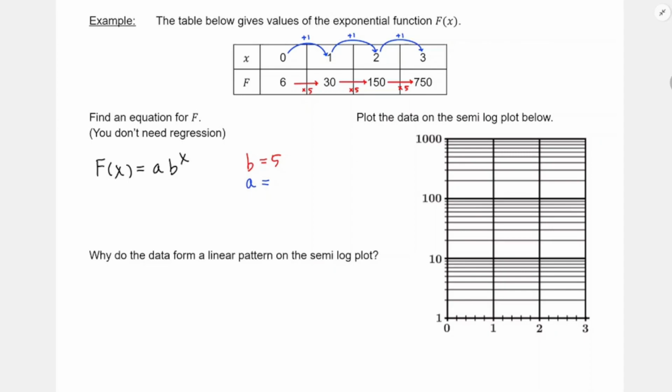But if b was equal to 0, the function would be 0 everywhere, and that wouldn't be all that interesting in the first place, so that's why we say we're not interested in the 0 base. A is f of 0. F of 0 is 6 from the table. I've got a times b to the x. That's going to be 6 times 5 to the x. Okay, so I've got that.